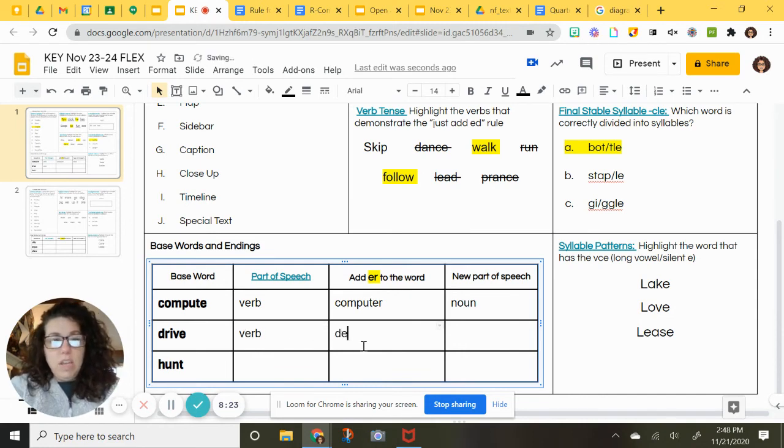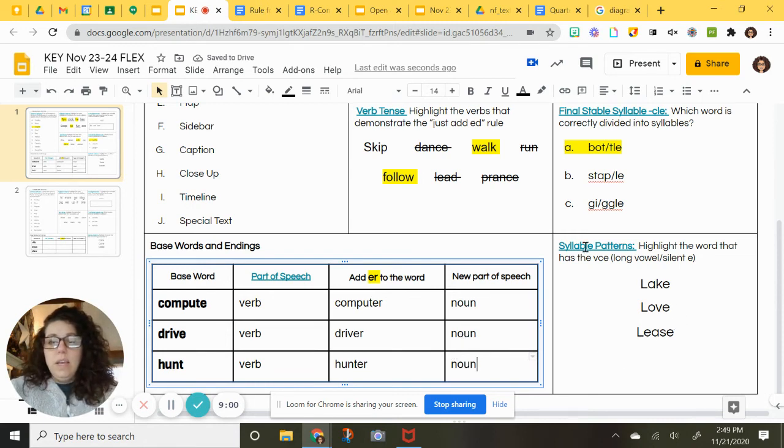If I put the ER on it, I do not do it like that. If it already has the E, I just add the R. A driver, like me, I'm a driver of my cool car, my minivan. Noun. Hunt. There's a lot of people out there hunting right now. I actually know one. It's a verb. They're out there in the woods looking for deer and turkeys and such. Hunt, put an ER on it, it becomes hunter. My friend out there, I would say he is definitely a hunter. He's a person. And that's a noun.